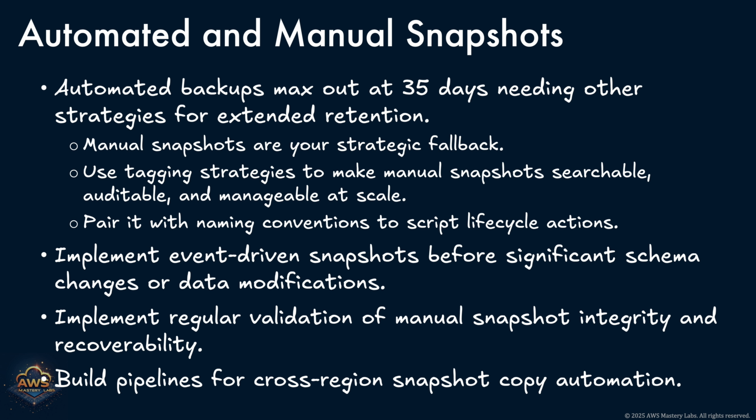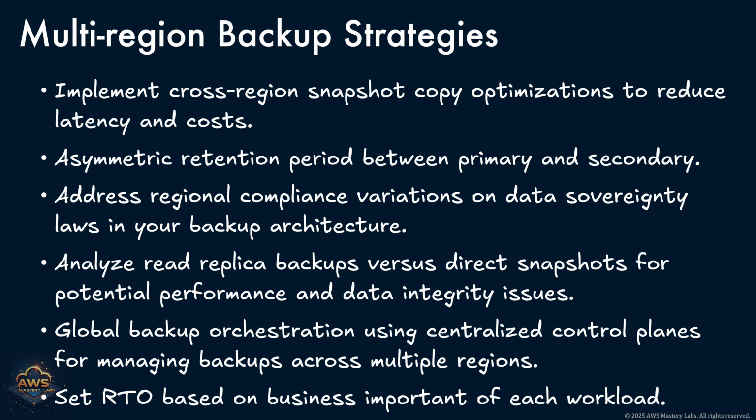But a backup is only as good as its ability to restore. That's why automated testing of manual snapshots is crucial. Implement routines that spin up temporary test environments from snapshots to validate integrity and recovery readiness. Finally, don't keep all your eggs in one region. Build pipelines for cross-region snapshot copy automation, ensuring your manual snapshots are geographically distributed and resilient against regional outages or data loss.